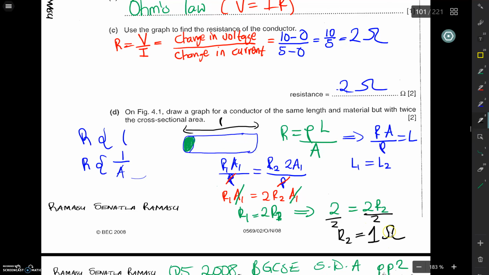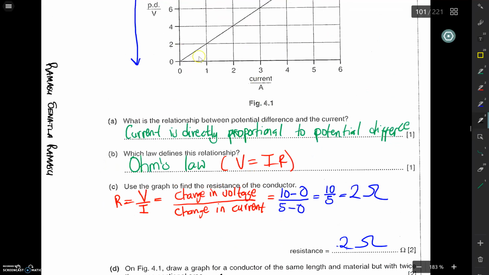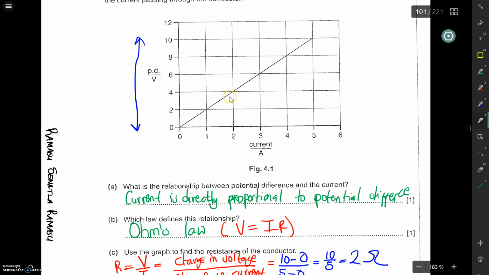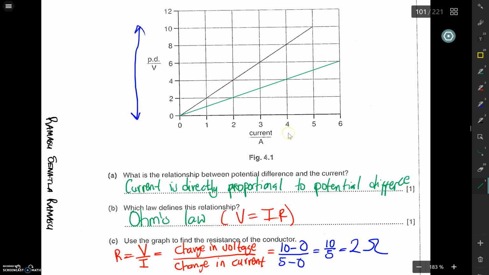So then we draw a line with a gradient of 1. Okay, so that's our line.